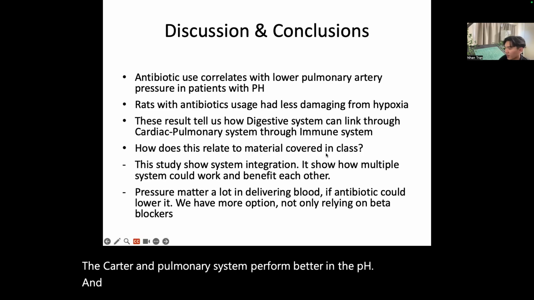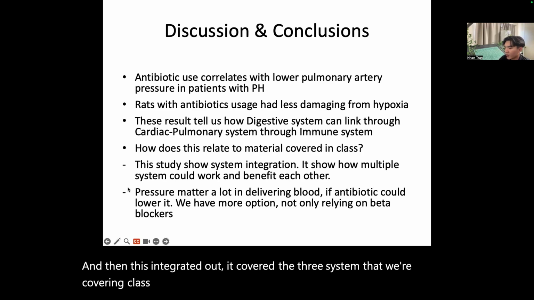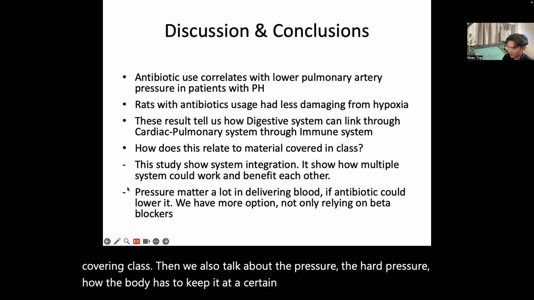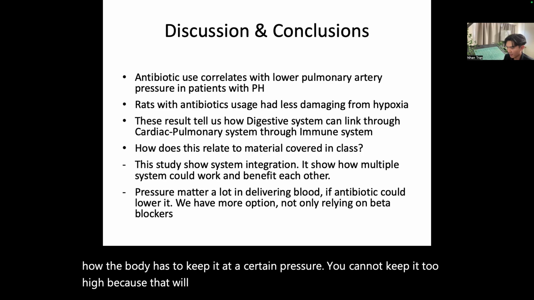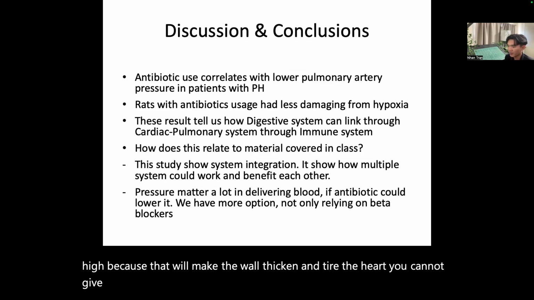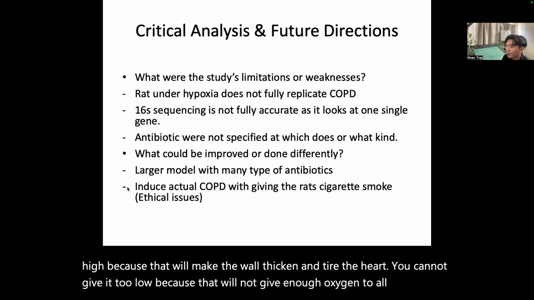And then this integrated, it covered the three systems that we cover in class. Then we also talk about the pressure, the heart pressure, how the body has to keep it at a certain pressure. You cannot keep it too high because that will make the wall thicken and tire the heart. You cannot give it too low because that will not give enough oxygen to all of the tissue.